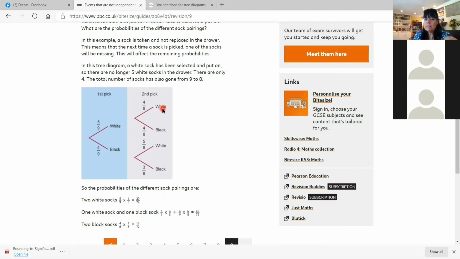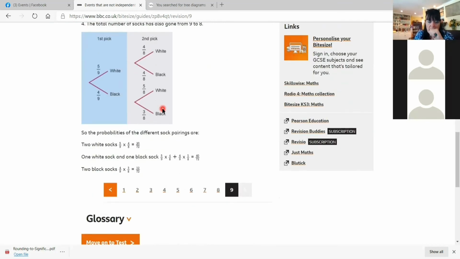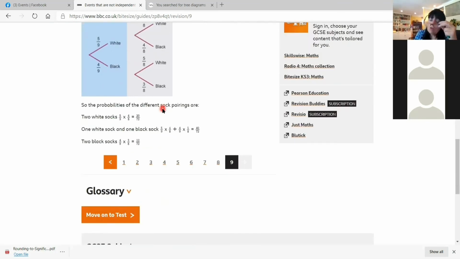If you're saying the probability of taking a white and a black, you do the same thing. And in the end, you should add all of the probabilities together and they should make a total of 1. But here they're only looking at 2 white socks, 2 black socks, and 1 white and 1 black. The 1 white and 1 black, there's 2 ways of doing it, so you have to add 2 things together. So you can either take white first and then black, or you can take black first and then white. So you must bear in mind the 2 things.